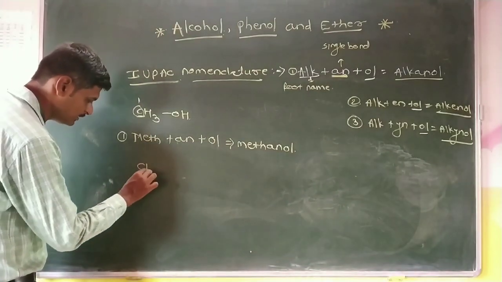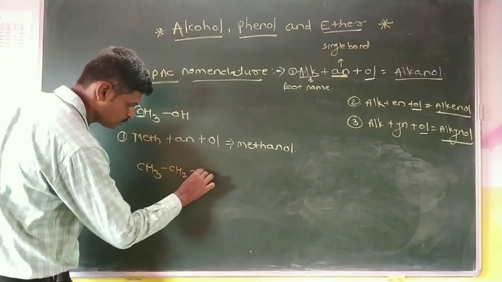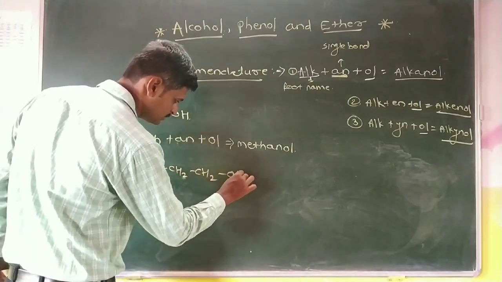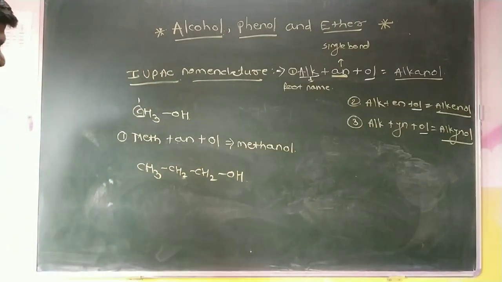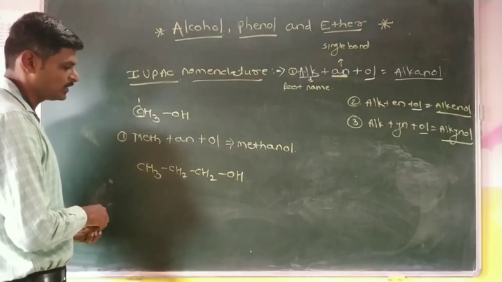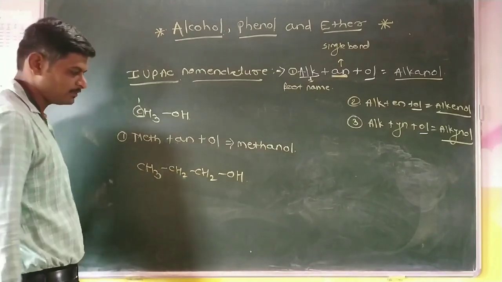Okay, then the second example, CH3 CH2 CH2OH. Commonly this alcohol is known as propyl alcohol. For the IUPAC nomenclature of this propyl alcohol, firstly you select the longest continuous chain of carbon atoms.